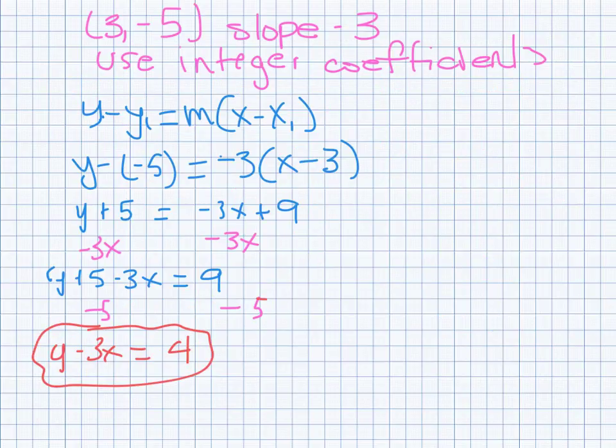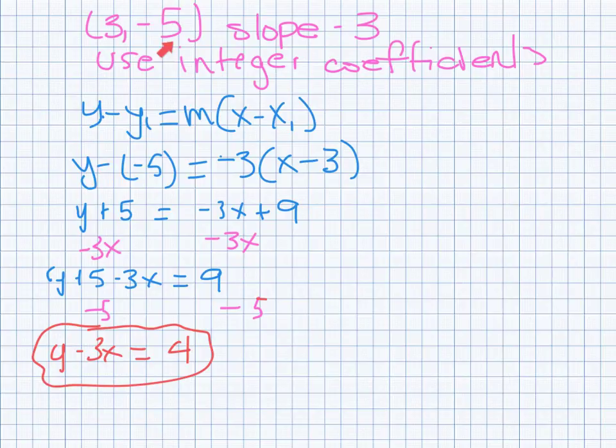Let's try the same thing again. We have a point 3 and negative 5. We have the slope of negative 3. Because we have a slope, we know we're going to use the point-slope form. We're going to use integer coefficients. Again, that's just the language it's using all the way through this lesson. We have the point-slope form again. It's y minus y1 equals m times x minus x1.